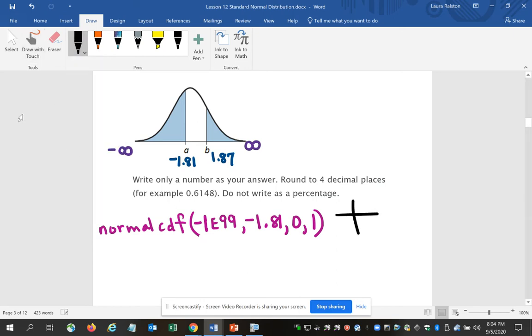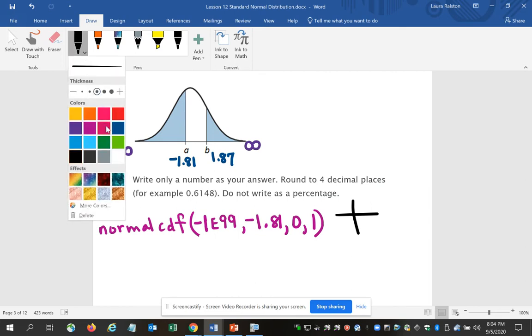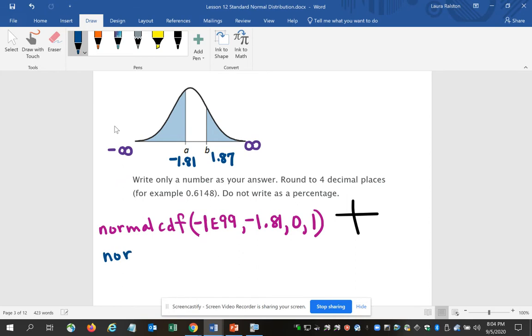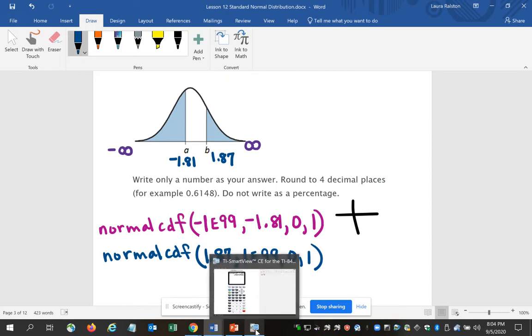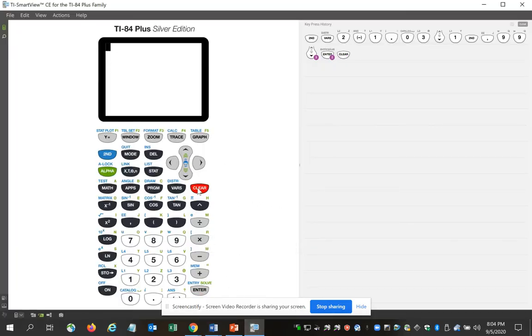plus, and then I have to do the right side. So I would have normalCDF beginning at 1.87 going to positive infinity, mean of 0, standard deviation of 1. I'm figuring each individual region and I'm going to combine them together by addition. But the calculator will do all of that at one time. Okay, so here we go.